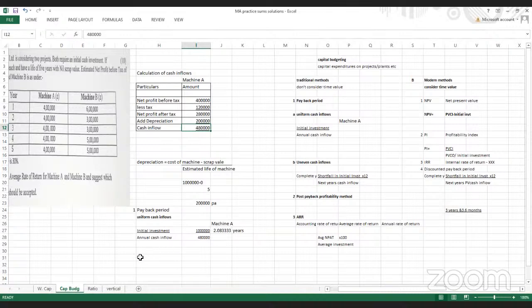Clear, students? Now for the same machine, I will show you the second method, post payback profitability method. This is also very simple. I'll show you. The formula for this is total cash inflows minus initial investment.